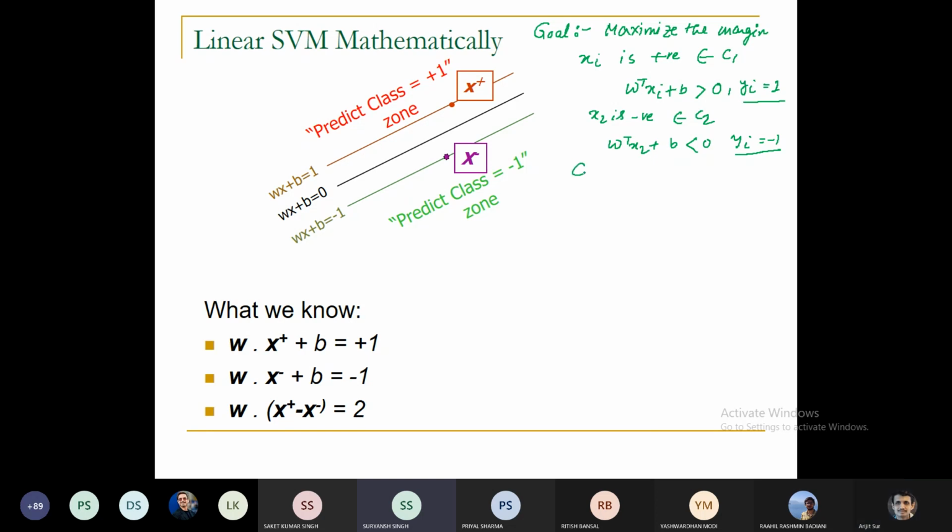Now given xi and yi in this particular setting, whatever we have discussed, we can say yi into w transpose x plus b is always greater than 0. You see that if both are positive, that is greater than 0, and if both are negative, that is also greater than 0. So always this equation holds.